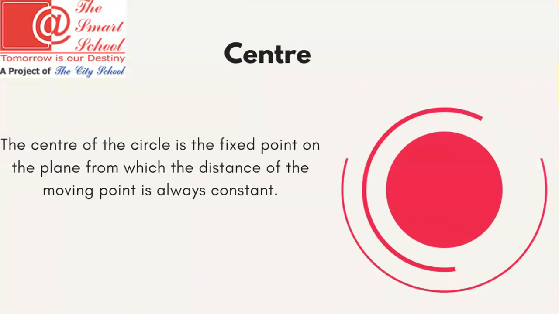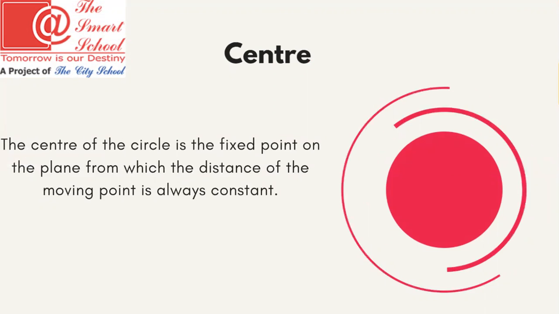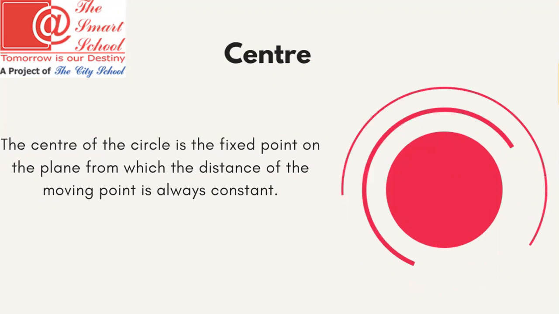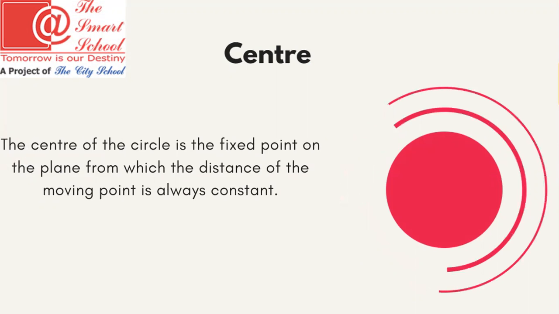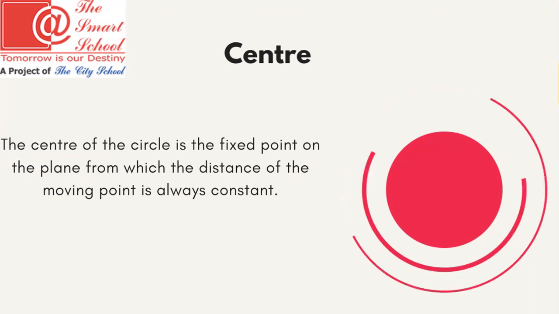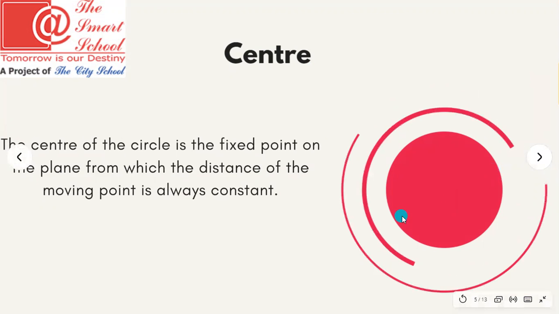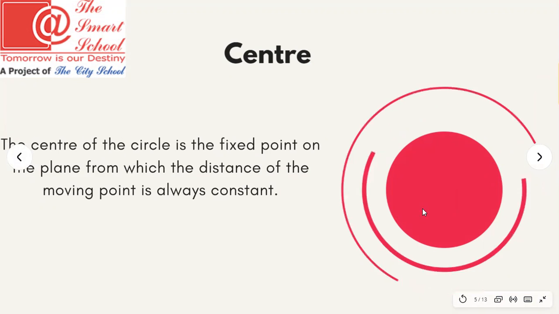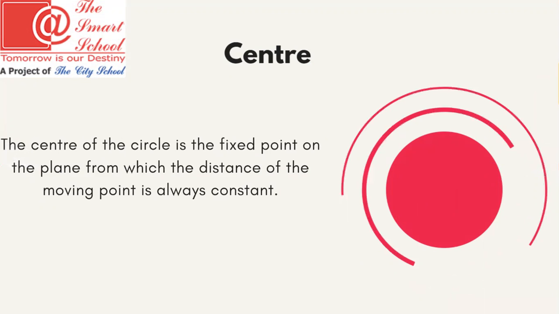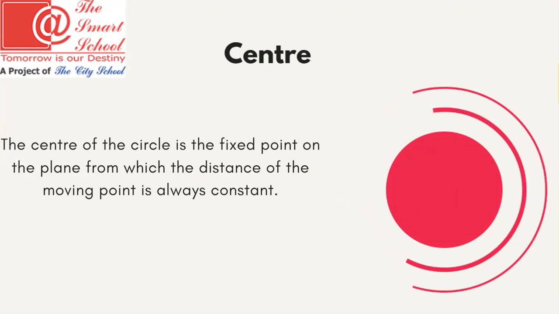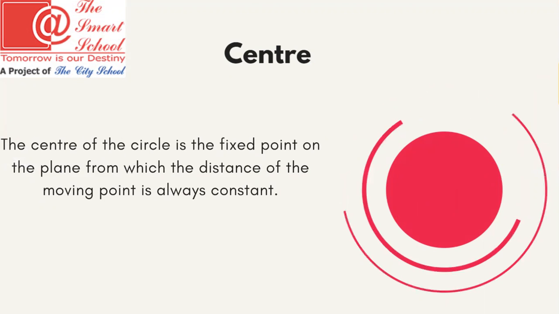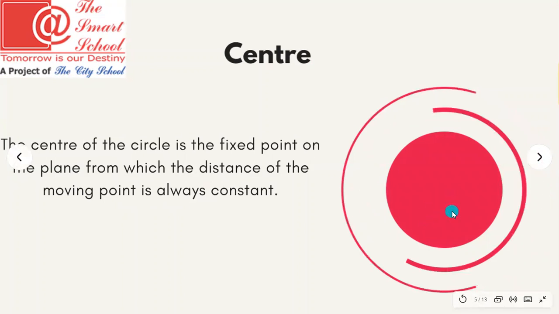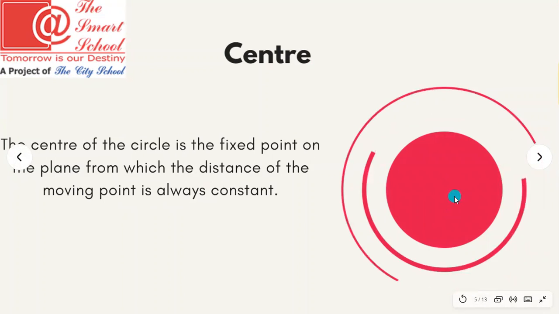The first and the most important element of a circle is its center. The center of the circle is the fixed point on the plane from which the distance of the moving point is always constant. You can understand this with the help of this animation. In this animated circle, the inner part which is constant, around which the moving point is moving, is called the center of the circle. The center of the circle always remains constant, meaning it is the fixed point of the circle.